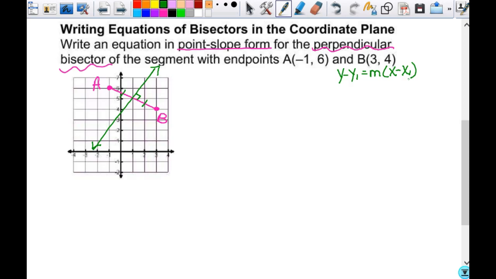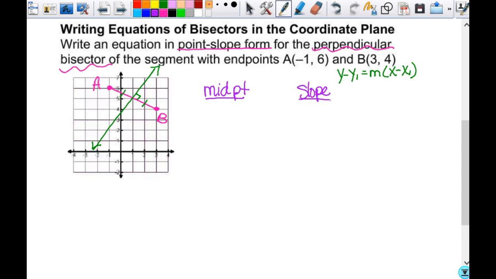And then, the things that I need to write it in point-slope form: I need a point, I need a slope, right? They gave me 2 points. Are either one of those the point I'm going to use to write the equation of that line? No, it is not, okay? What point am I going to use? The midpoint. So I'm going to need to find the midpoint, okay? I also need the slope, right? Now, the slope that I find, is that the slope I'm going to use? No, okay? So you've got to make sure you're asking yourself those questions as you go through it.